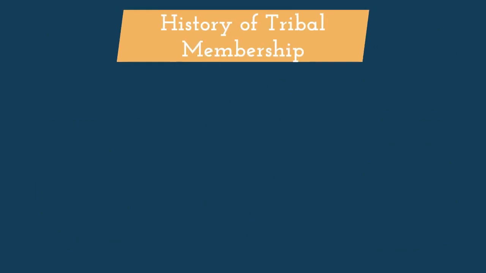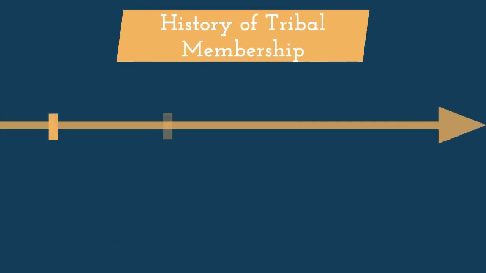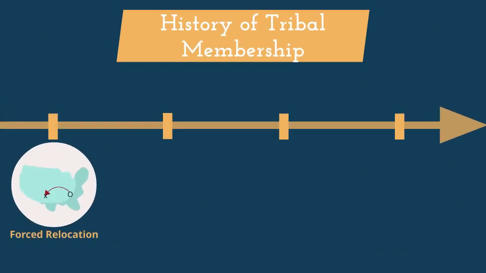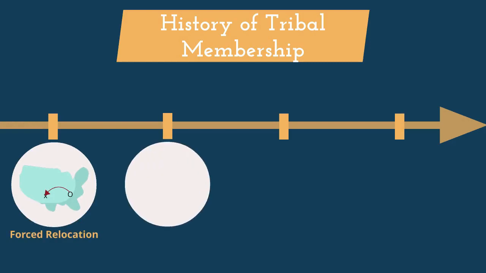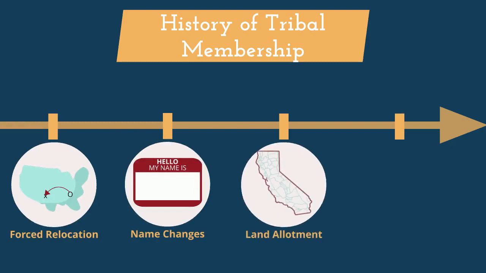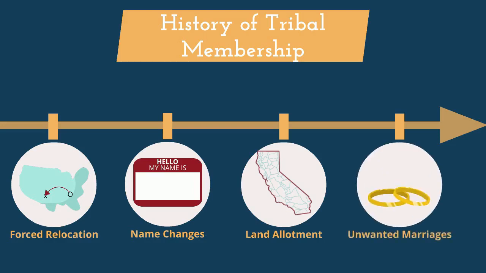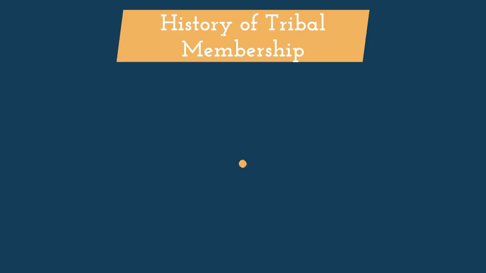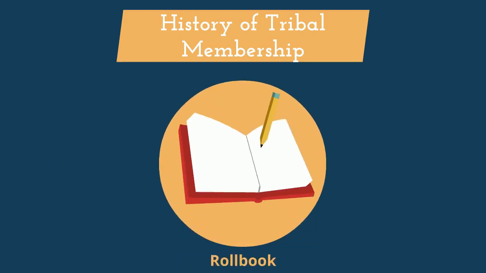Here's a quick insight into the history of tribal membership. As the U.S. government forcibly removed Native people from their lands, they often required communities to legally take on English or Spanish names. Governments often provided small allotments of land for Native communities to live on, required people to enter monogamous marriages, and finally enter their information into a legal record holding all the names and addresses of the people in their tribal communities. This record is known as a roll book.